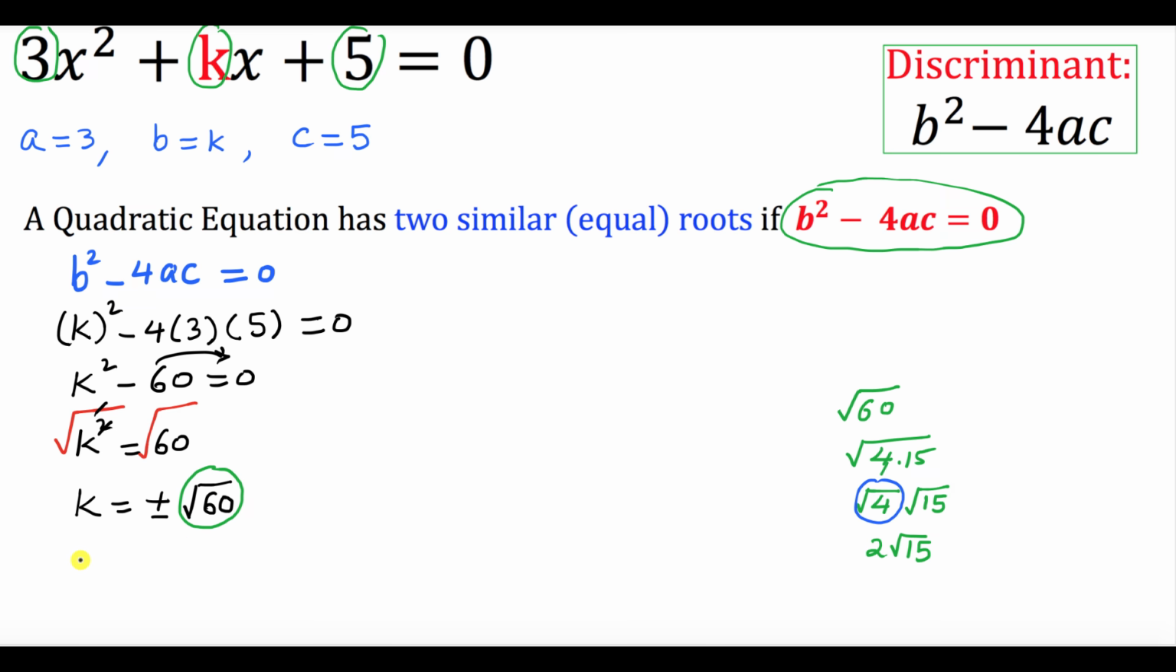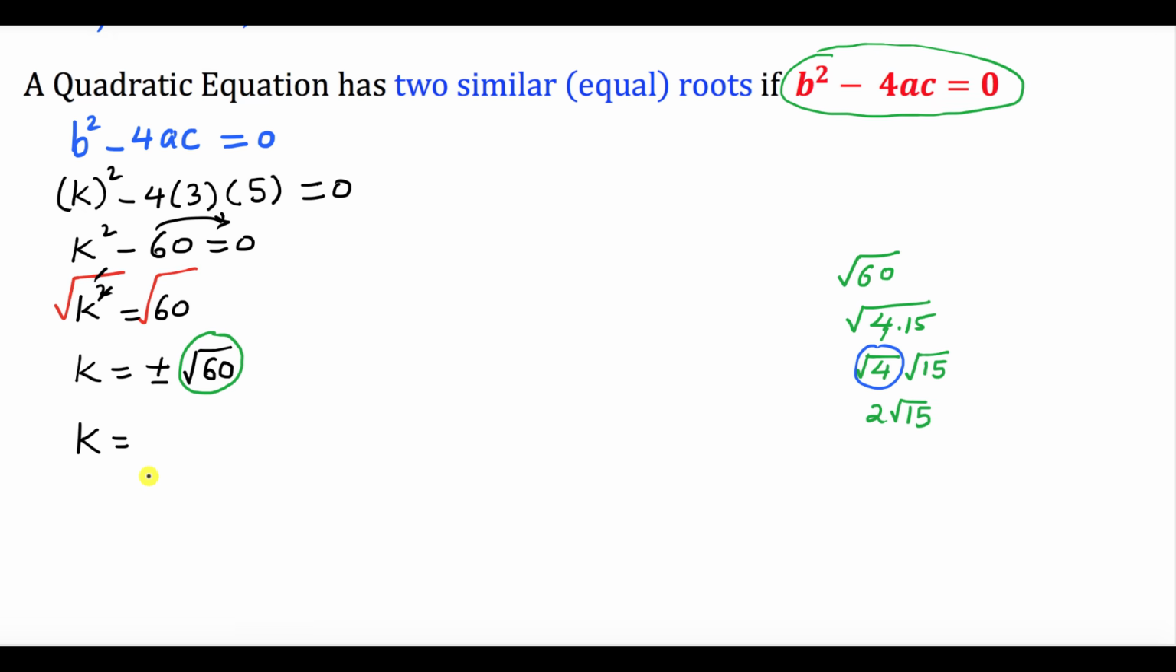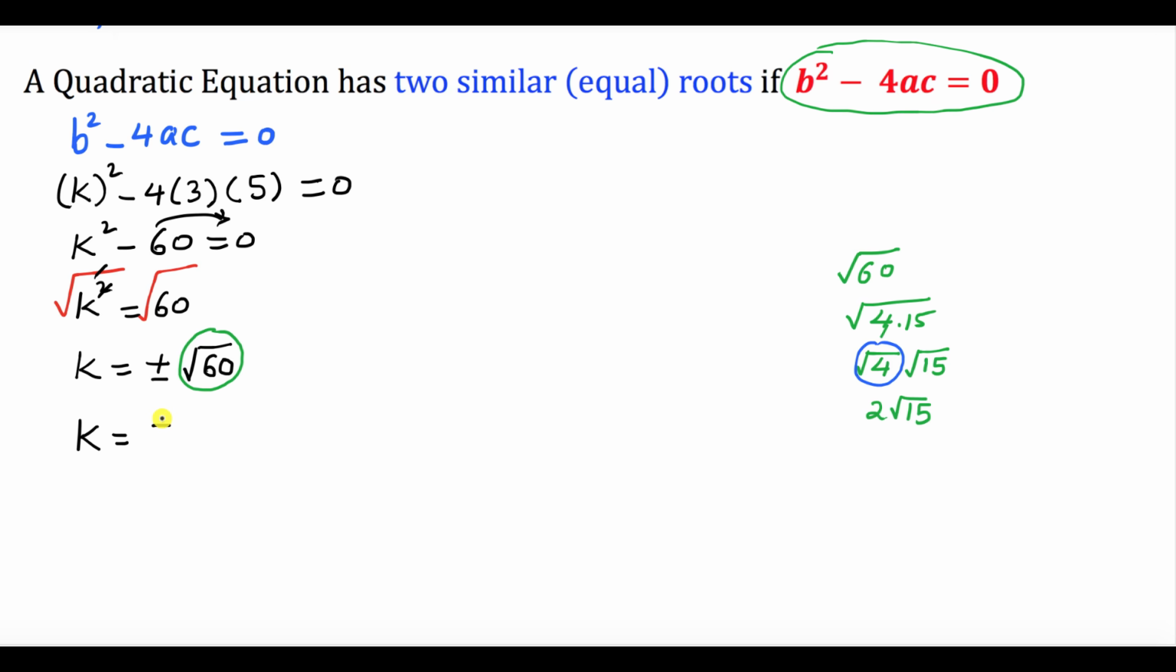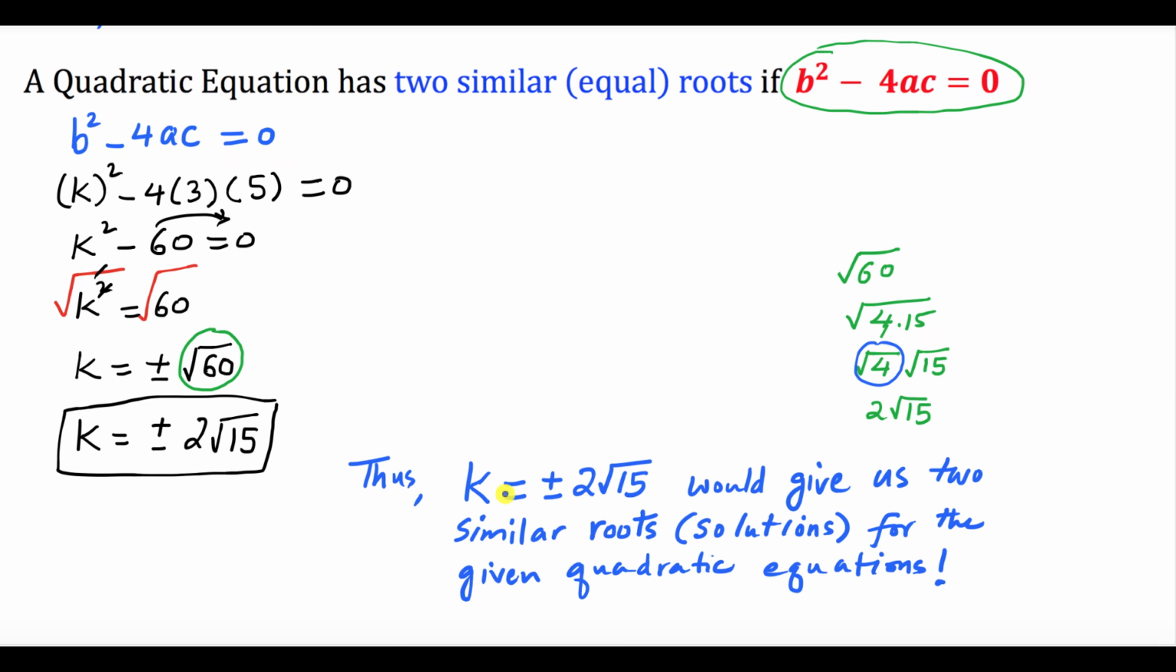I can write this as k equal to positive or negative 2 times square root of 15, and that is the value of k. So k equals positive or negative 2 times the square root of 15 would give us two similar roots or solutions for the given quadratic equation.